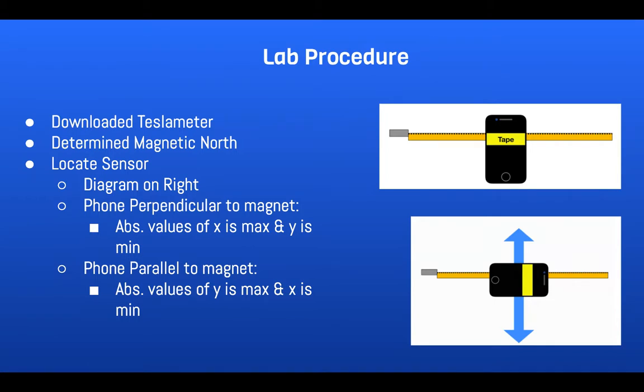Then I oriented the magnet on the east-west axis and positioned my phone perpendicular to the magnet. Then I moved my phone vertically to find the max x and min y, both absolute values, and placed the tape on my phone. Then I rotated my phone 90 degrees to become parallel to the magnet, and again I moved it vertically to find the max y and min x, both absolute values, and placed a piece of tape on top of the first piece. The intersection closest to the front camera was the sensor.